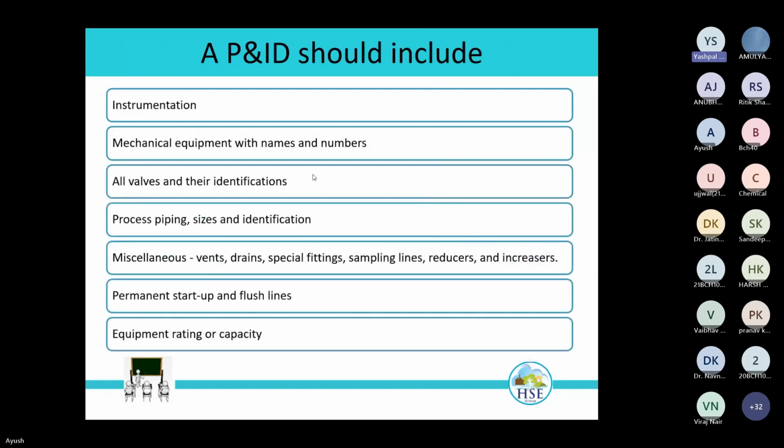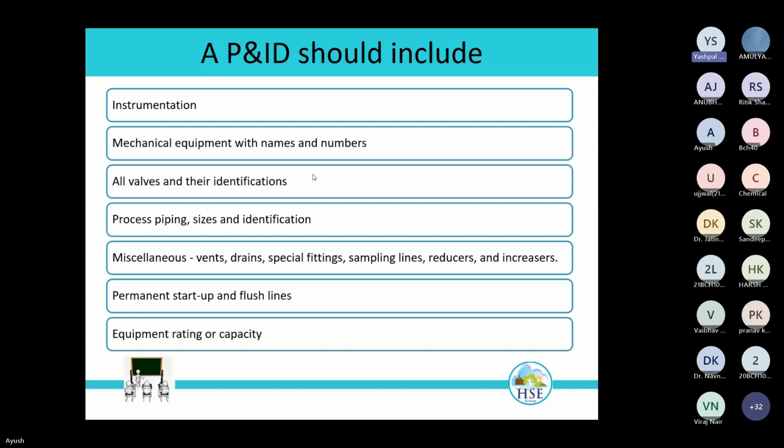So what should we include in the P&ID? That is the important thing. There are some basic minimum requirements for the P&ID. Other than that, any company can define their own requirements also. But we should at least know what basics we should have in the P&ID. Instrumentation, of course. Whenever there is instrumentation, there are interlocks, logics, and controls, which we also define through the P&IDs.